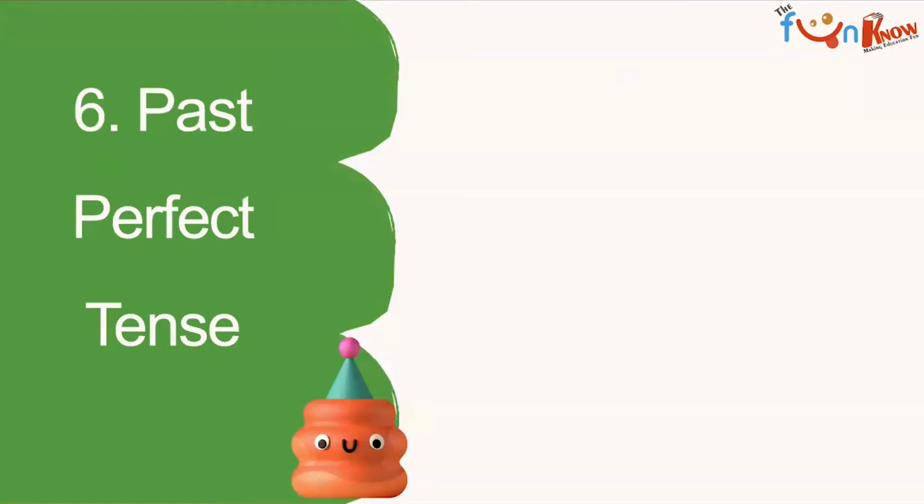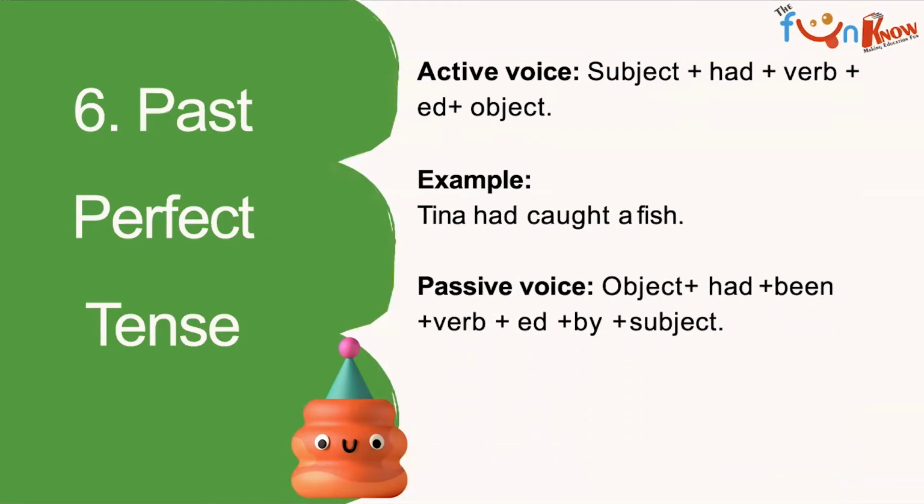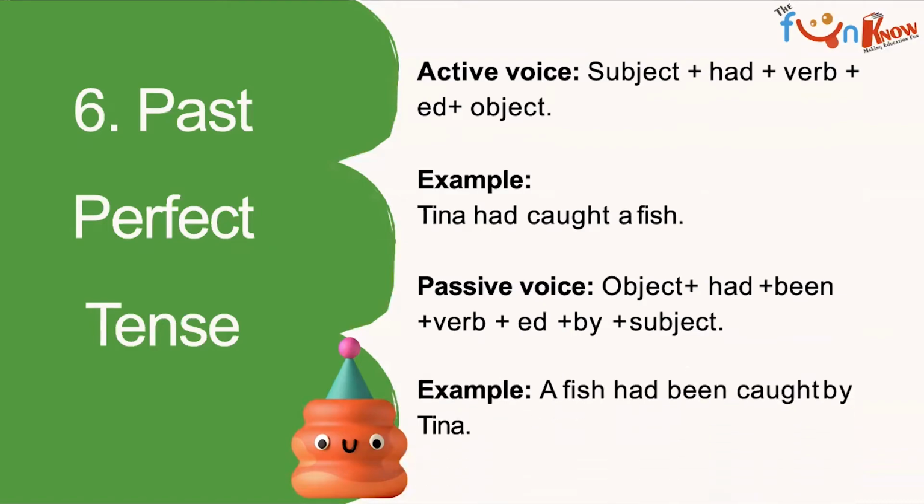The next tense is past perfect tense. In this, we construct an active voice sentence using subject with had plus verb plus ed plus the object. Example, Tina had caught a fish. Now, passive voice sentence can be constructed using object plus had plus been with the verb ed by subject. Now, Tina had caught a fish becomes a fish had been caught by Tina.